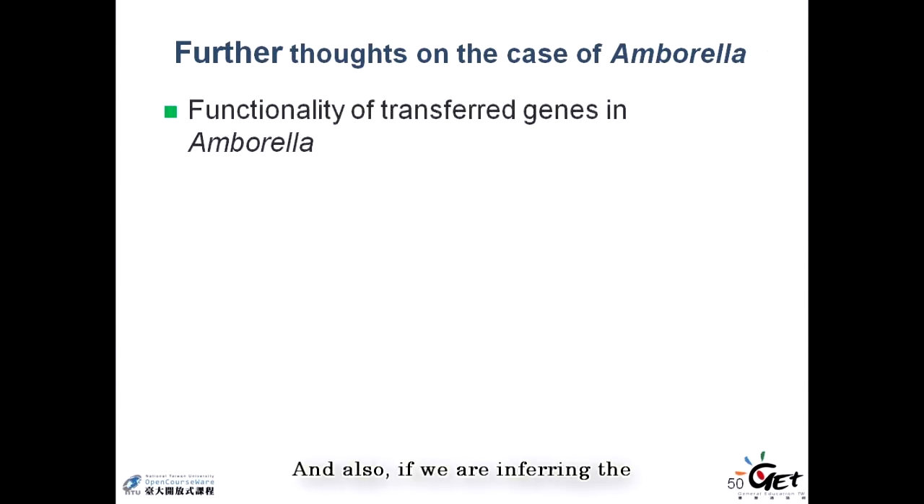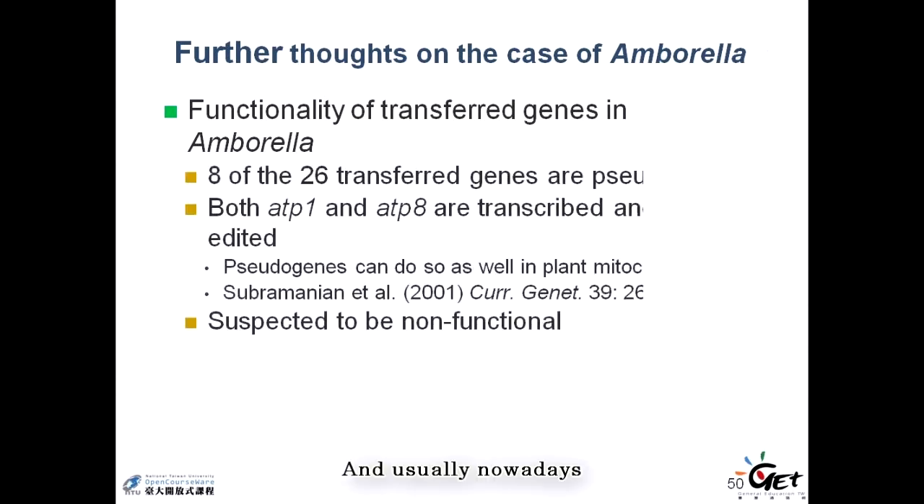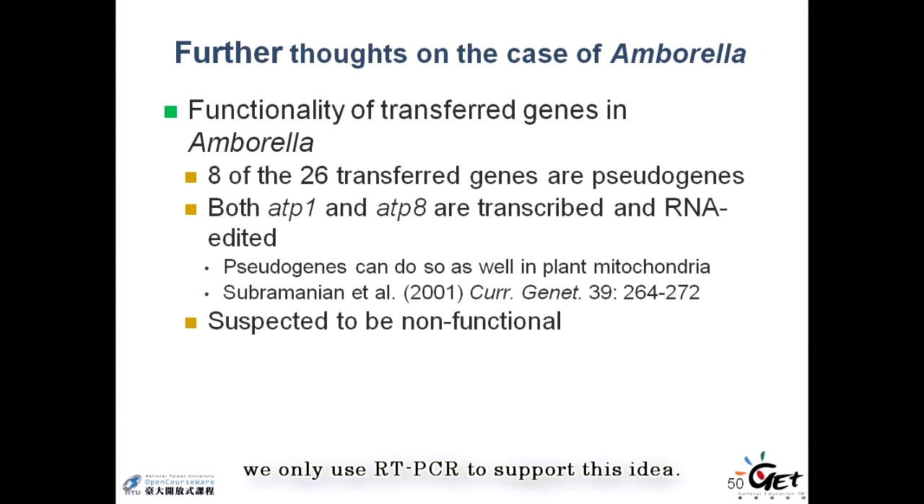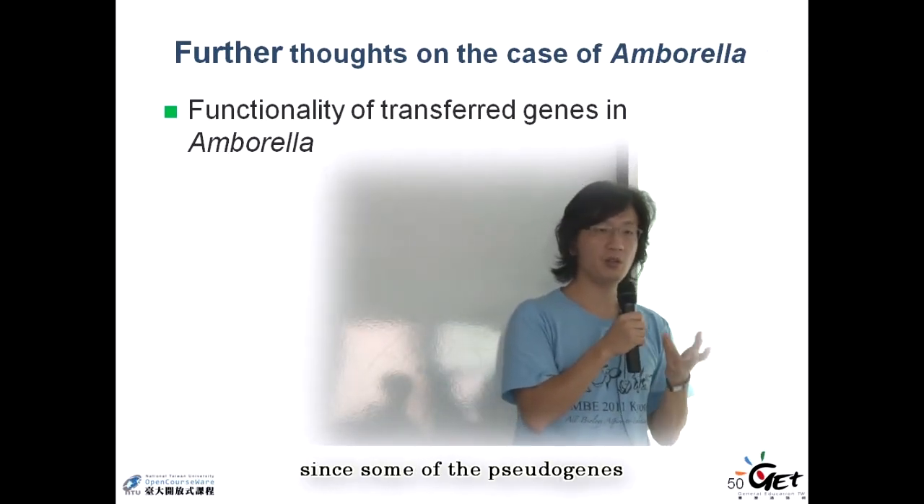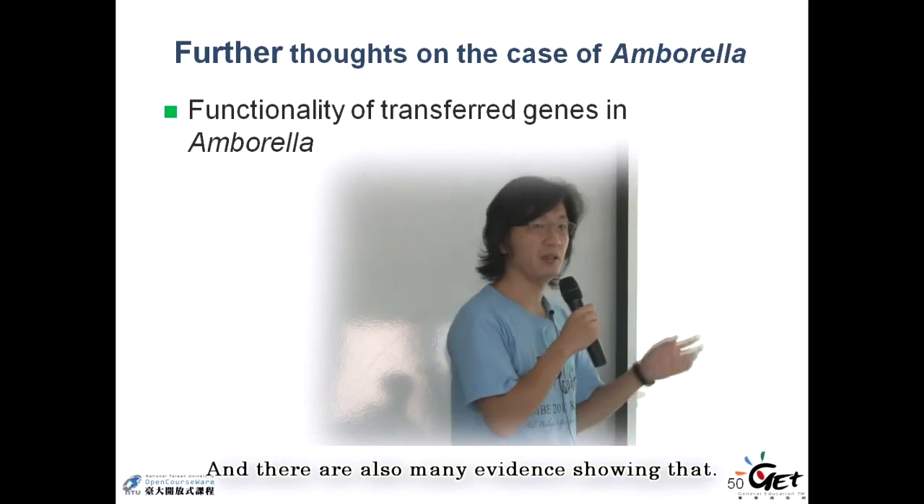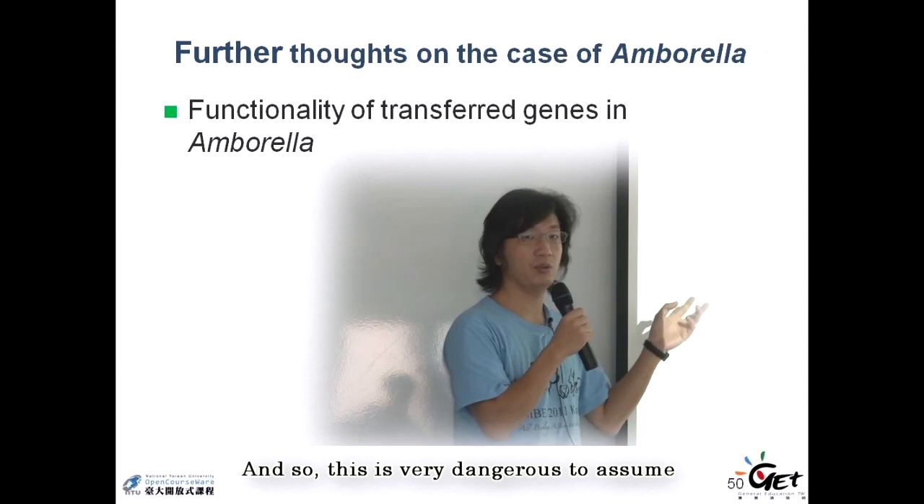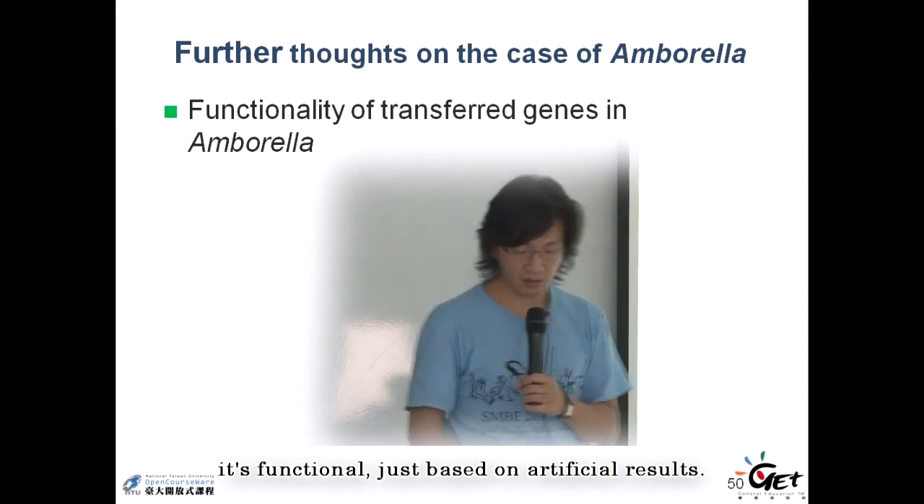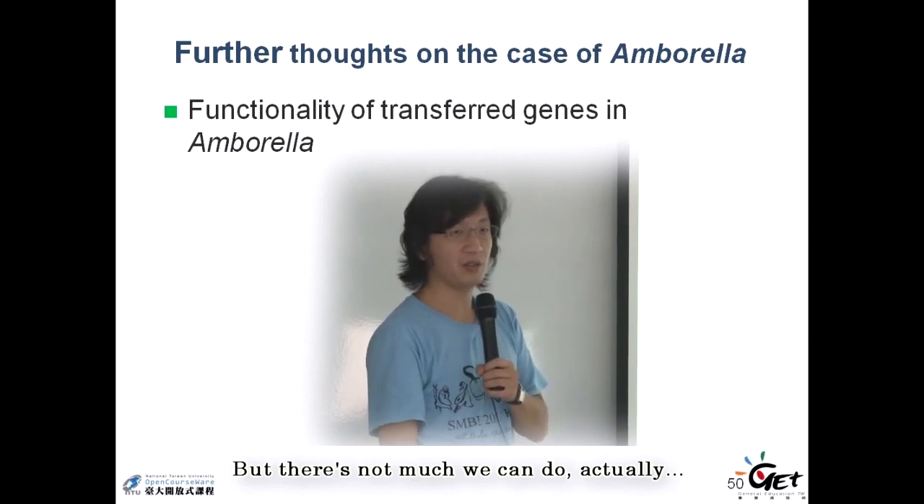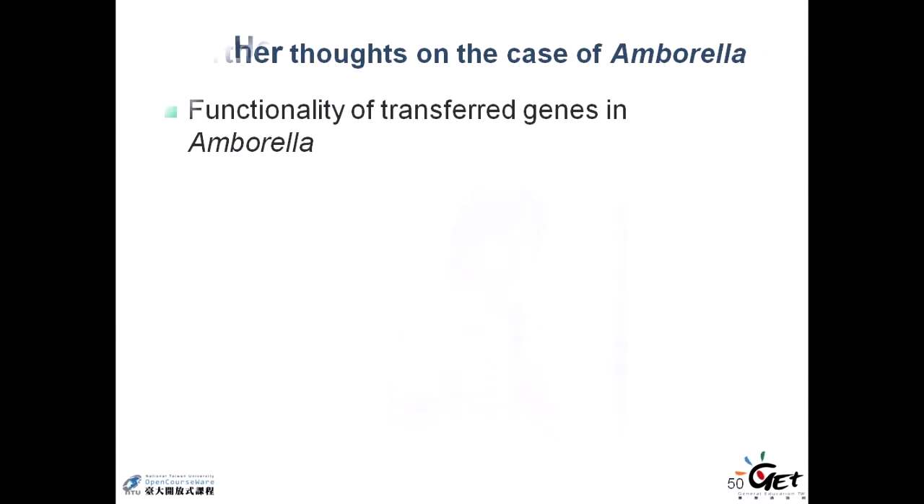And also, if we are inferring the functionality of an HGT gene, nowadays we usually only use RT-PCR to support this idea. In this case, you can see some of the genes are transcribed in Amborella and RNA edited, which is a more robust result for supporting that they could be functional. But still, they could be non-functional, since pseudogenes can also be transcribed, and there is a lot of evidence showing that. So it's very dangerous to assume a gene is functional just based on RT-PCR results. But there's not much we can do, unless we look at the protein level. So that's for the mitochondria.